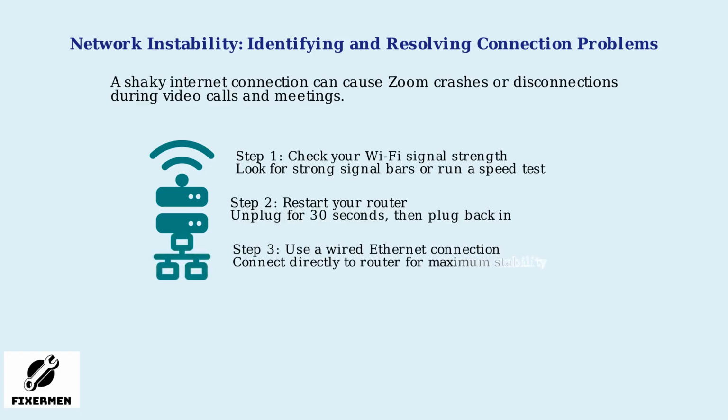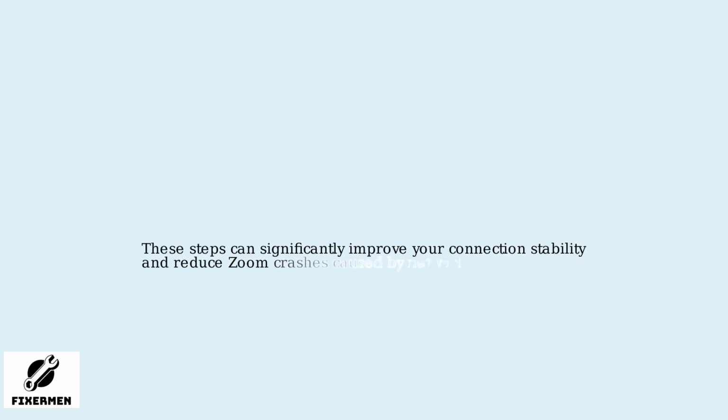For maximum stability, consider using a wired Ethernet connection. Connect your computer directly to the router with an Ethernet cable to bypass wireless interference and ensure a consistent, high-speed connection. Following these steps can significantly improve your internet connection stability and help prevent Zoom crashes caused by network issues. A stable connection is essential for smooth video conferencing.